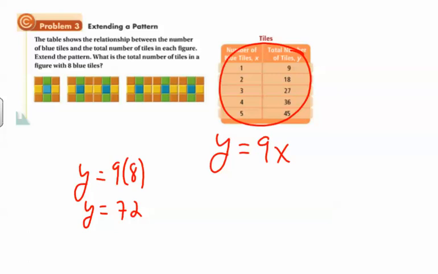I made a table. Now the table came about because they had one blue. See, there's the one blue tile and a total tile of 1, 2, 3, 4, 5, 6, 7, 8, 9. Right? And then here's 2 blue tiles, and then they counted out the total number of tiles. So they made a table like that.